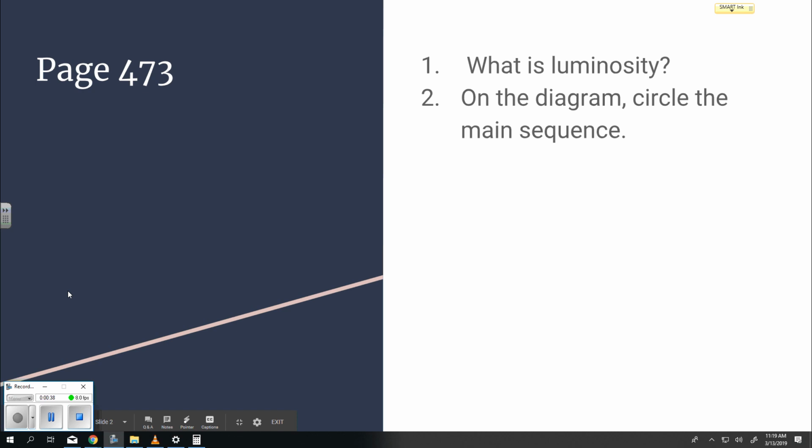Page 473. What is luminosity? On the diagram, circle the main sequence.